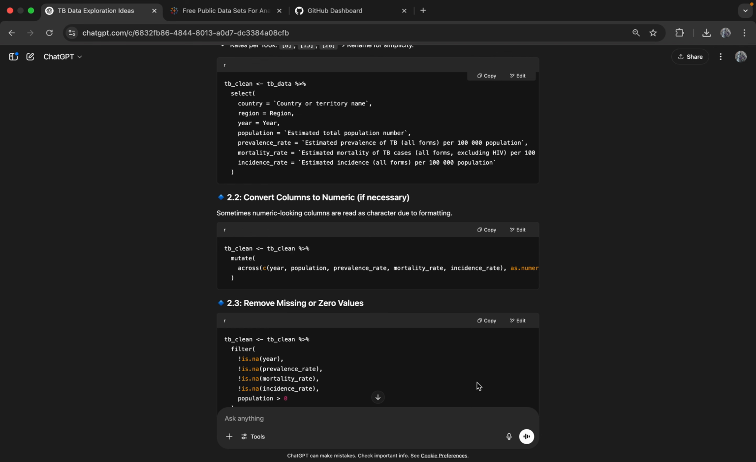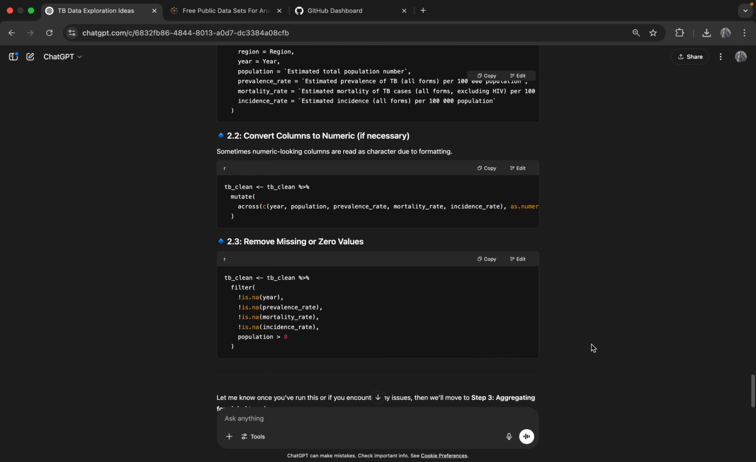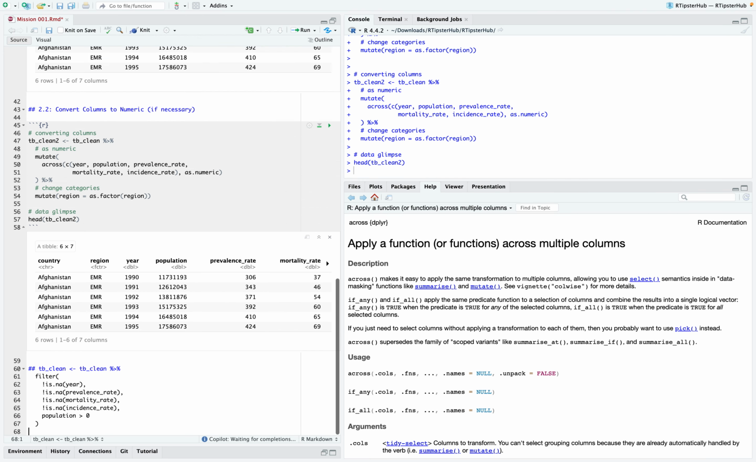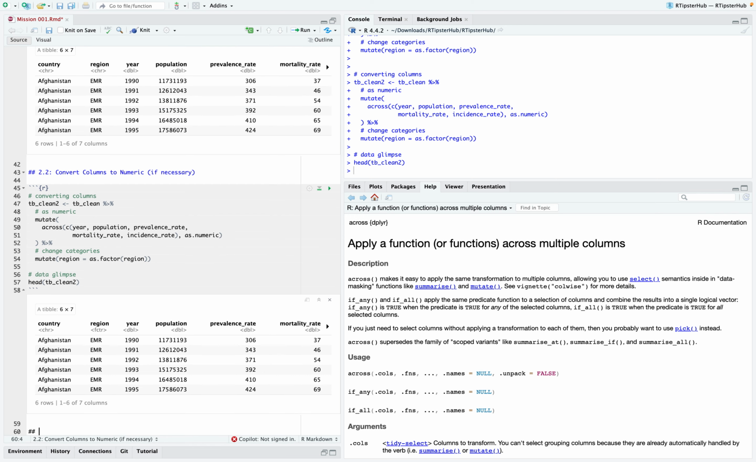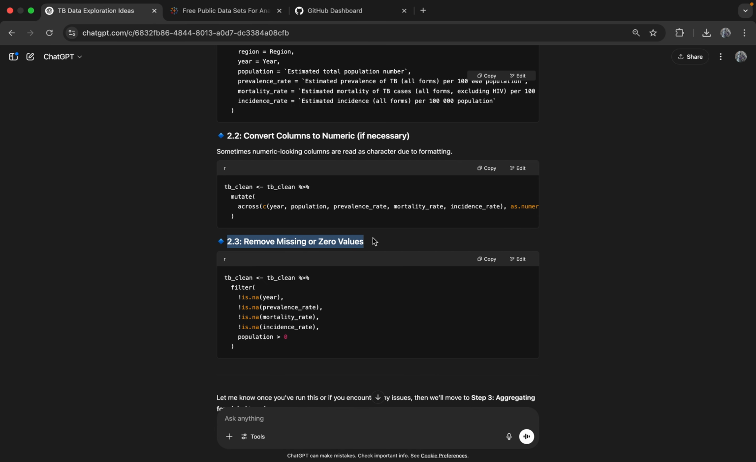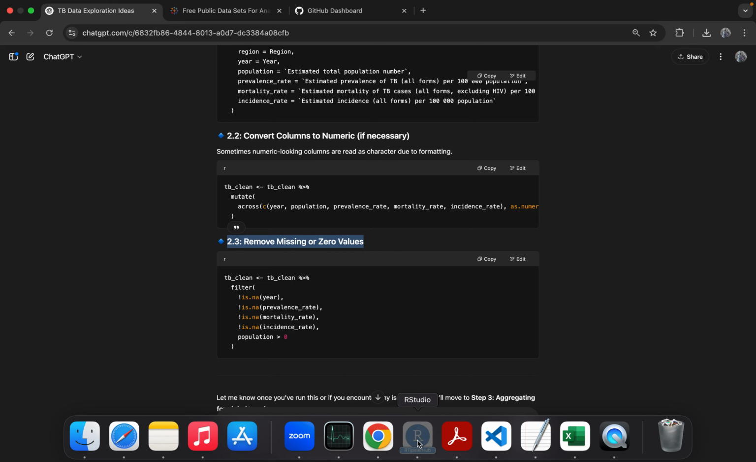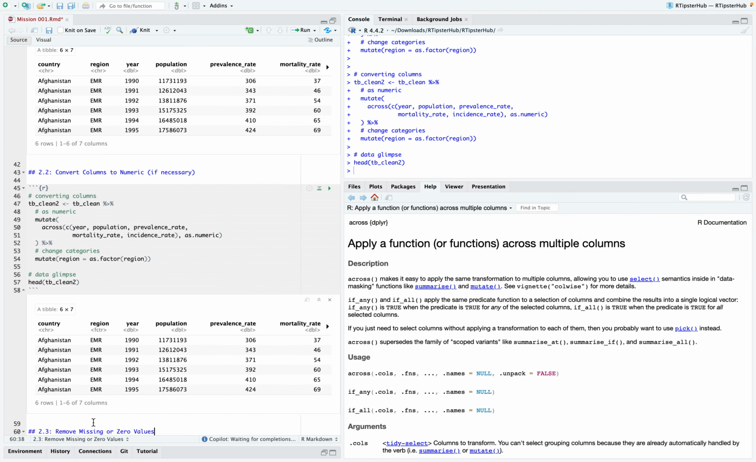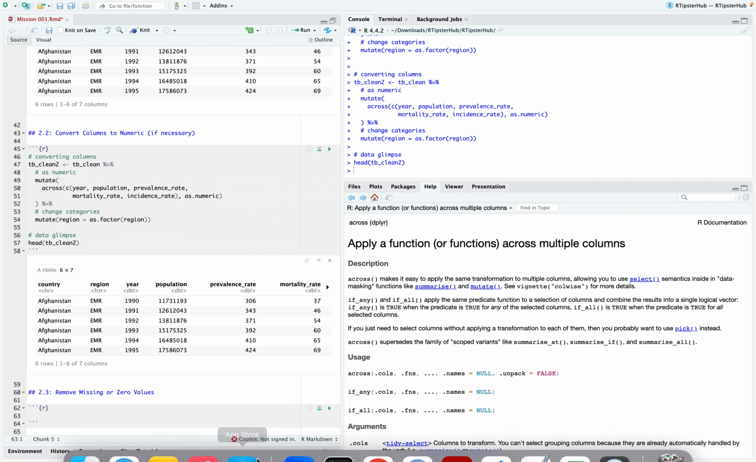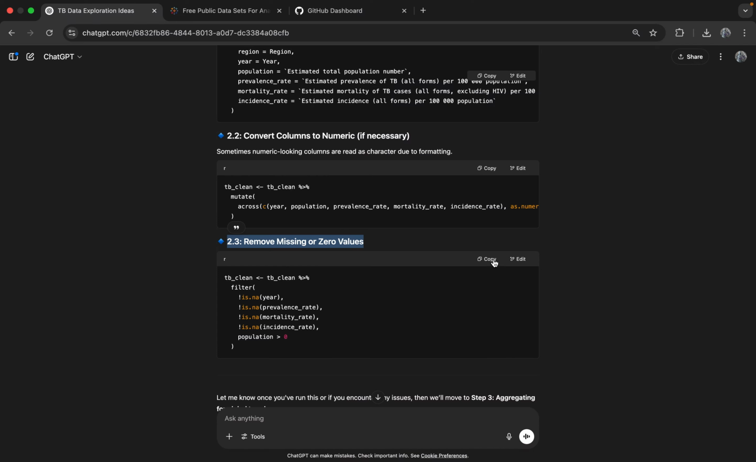Then we go back, we say remove missing or zero values. Okay, remove missing or zero values. So it's a process, just trying out and trying to understand what the code that is given is actually doing.